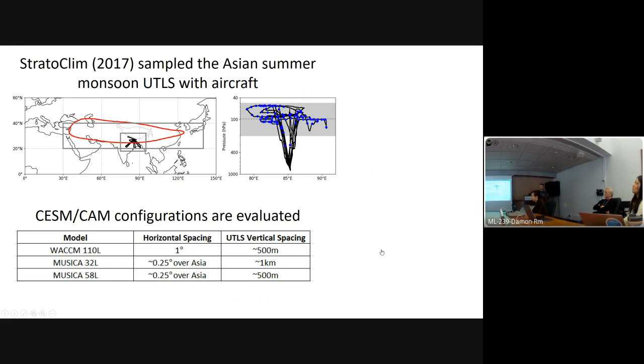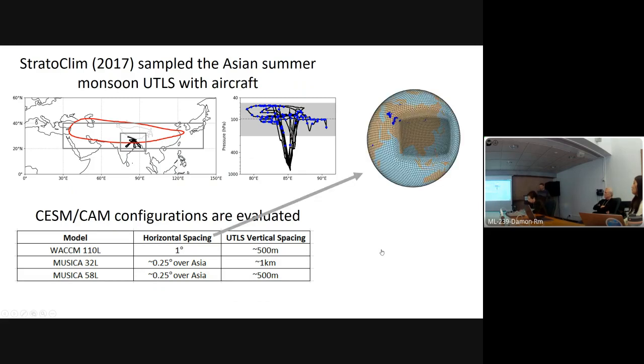And there are 3 different configurations of CAM that we use in this evaluation. We have a 110 level WACCM that has comparatively coarse horizontal spacing, but comparatively high vertical resolution. And then we have 2 MUSICA runs. One is a 32 level run with coarse vertical spacing in the UTLS, as well as a 58 level that improves the vertical spacing in the UTLS.